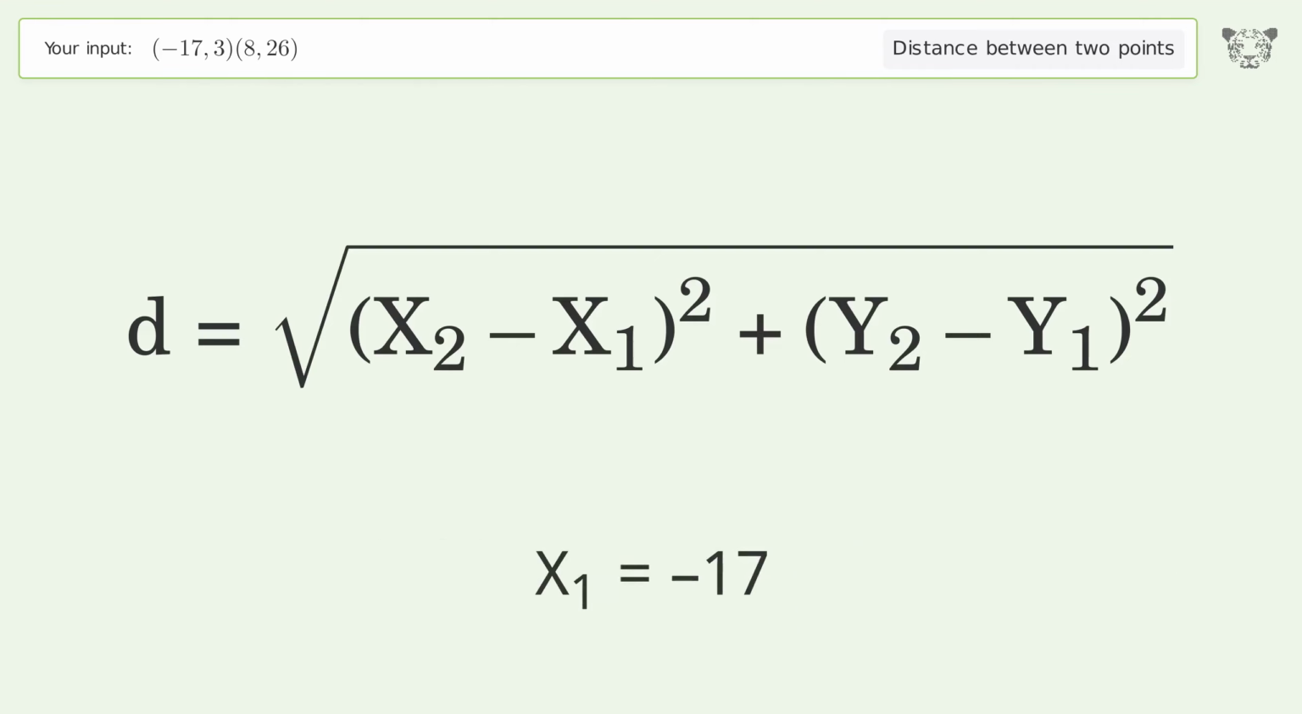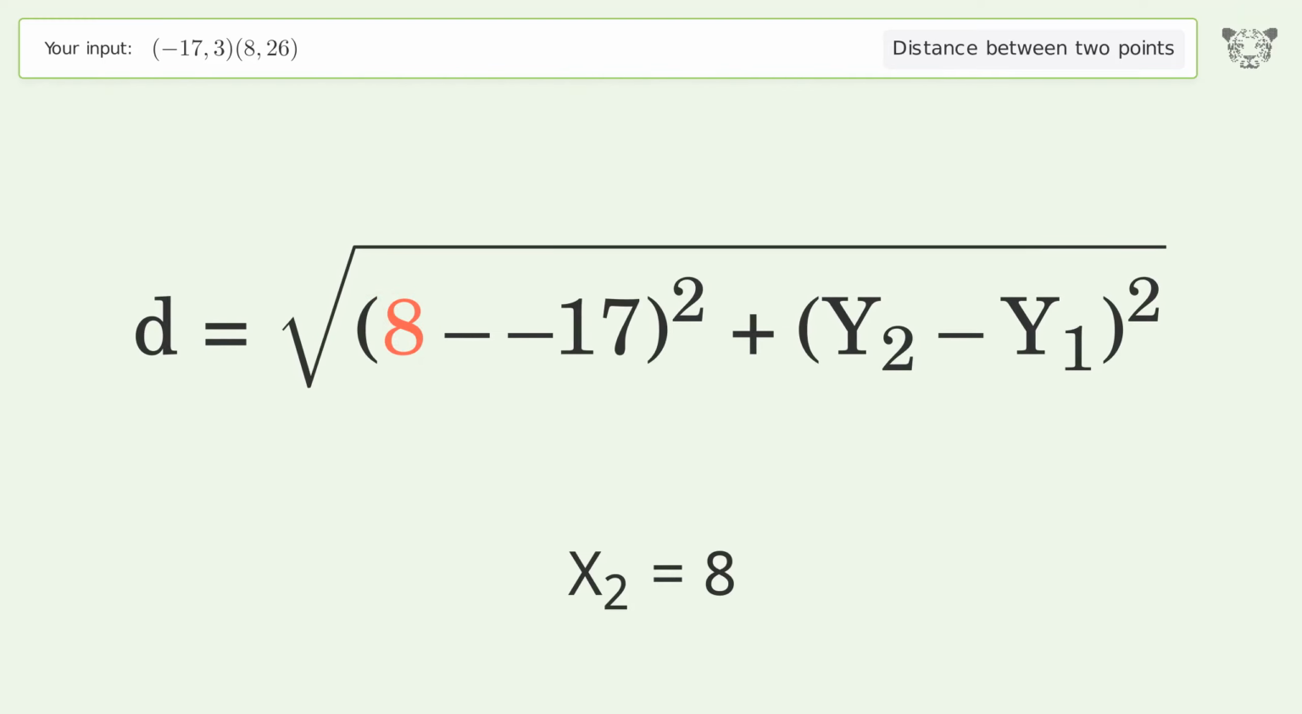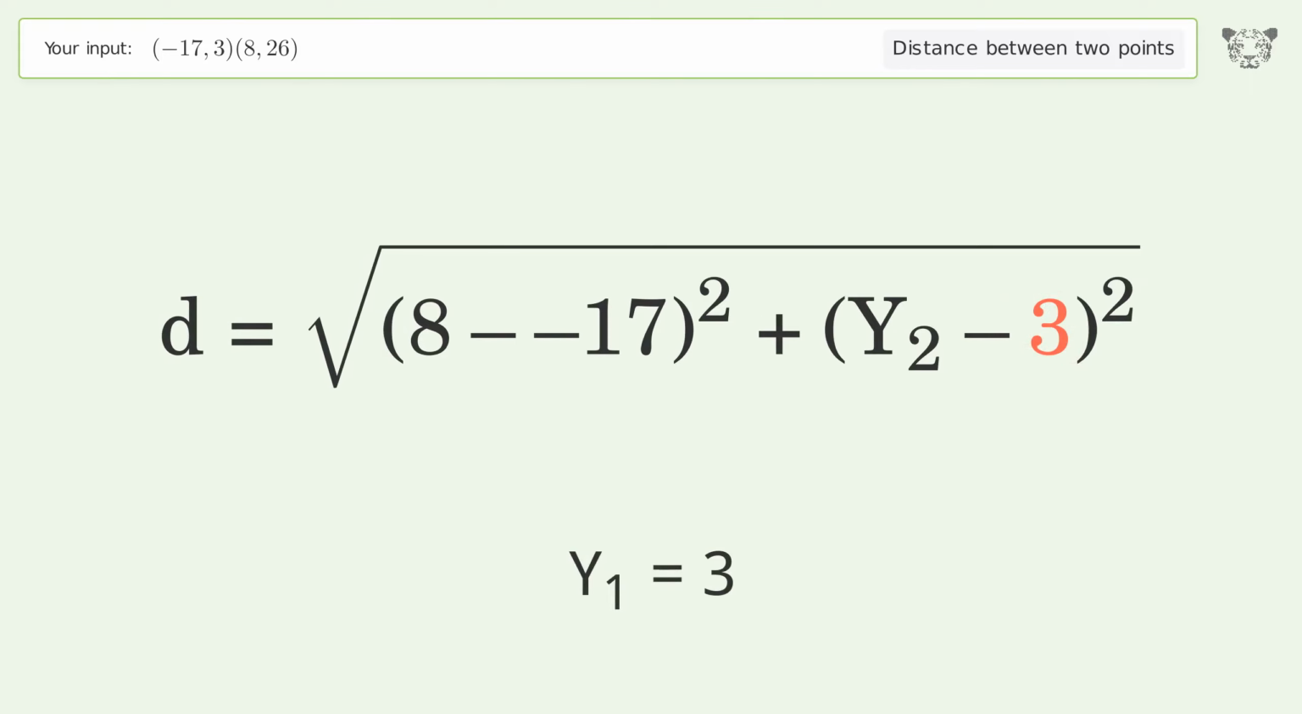x1 equals -17. x2 equals 8. y1 equals 3. y2 equals 26.